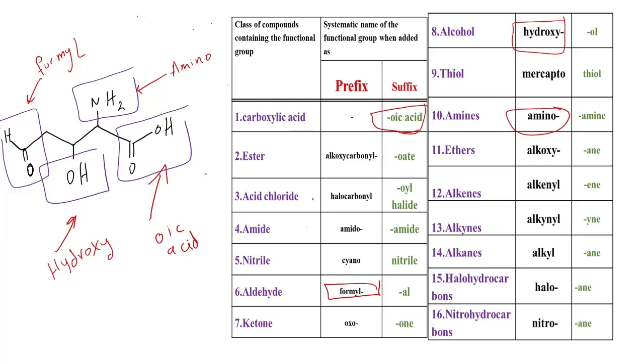Now, let's number them. But before writing the name, please be careful when you name. If the compound has more than one branch, write them in alphabetical order. So, the final name will be 2-amino-4-formyl-3-hydroxy butanoic acid.